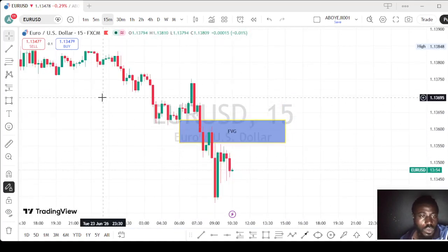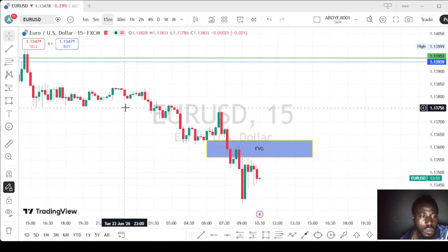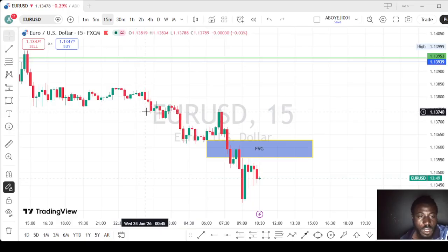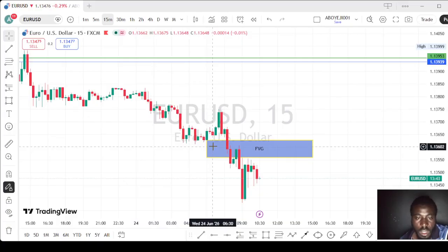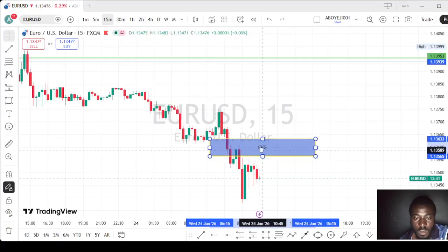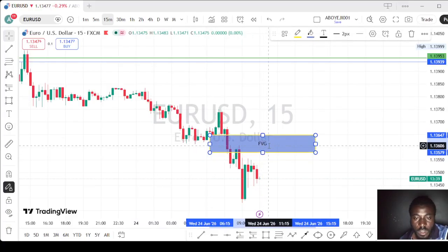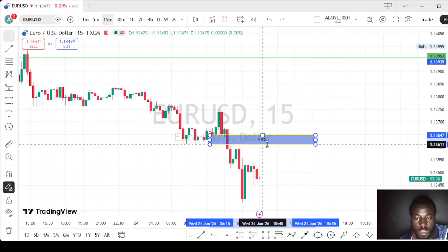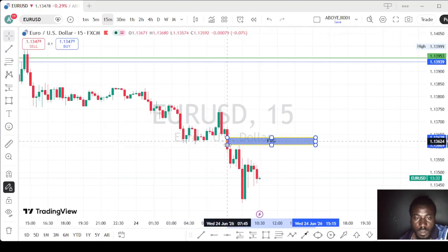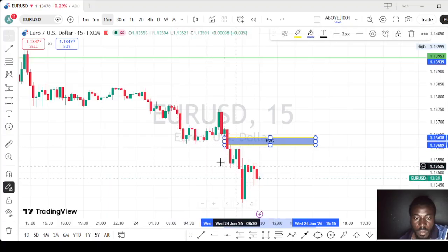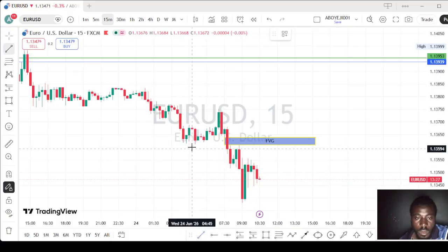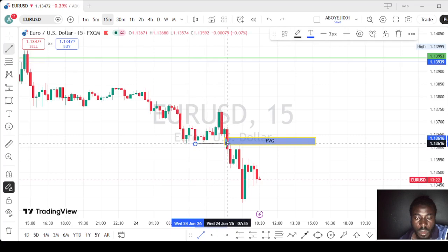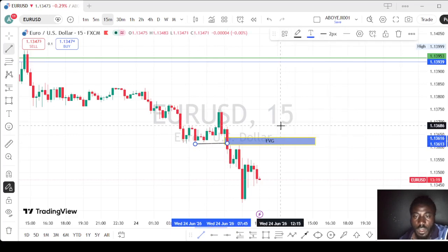On the 15-minute time frame, we are having a break of structure here. The market mitigated a break of structure here, and a break of structure here. The market has mitigated this place. And this is the last break of structure the market is giving us, and this break of structure has an FVG. If you want to redefine this one on the FVG, this is it. The break of structure here.